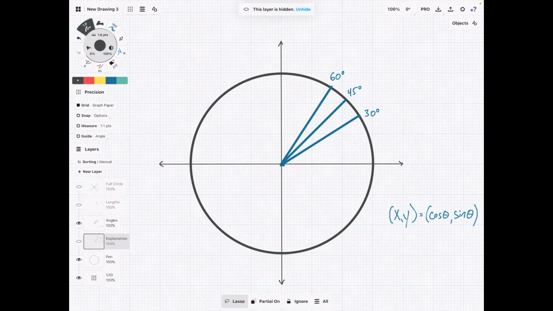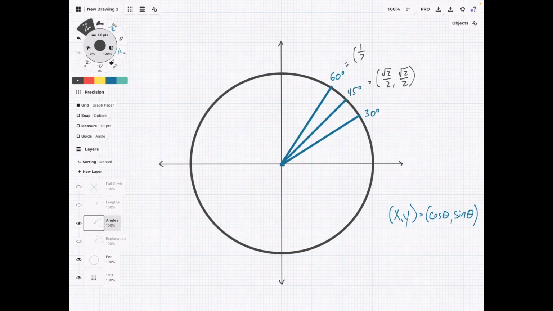This one is equal to square root of 2 over 2, comma, square root of 2 over 2. Using similar math, we can also figure out the x and y values for these angles. In this case, this one is going to be 1/2, square root of 3 over 2. And this one is going to be square root of 3 over 2, comma, 1/2. So just by looking at this, we have a lot of repeating numbers, and that's what makes this whole circle super useful.